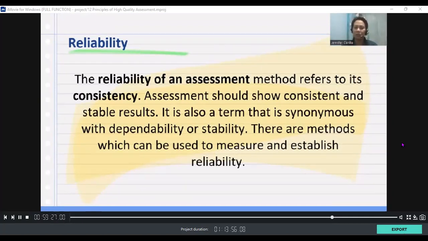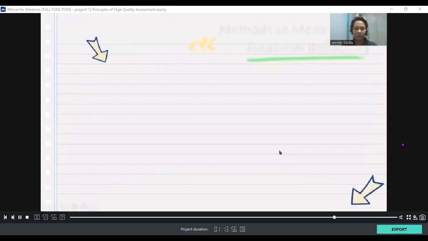There should not be a big difference. For example, if BEd 2 has an average of 49/50, and for BSEd Math students the average is 20/50, the difference is very far. So it is not reliable. Their performances should be close so that the test would be reliable.